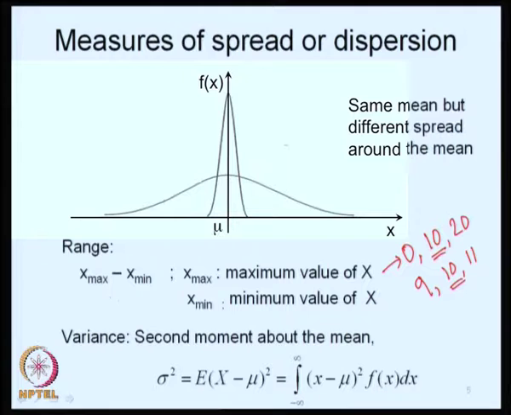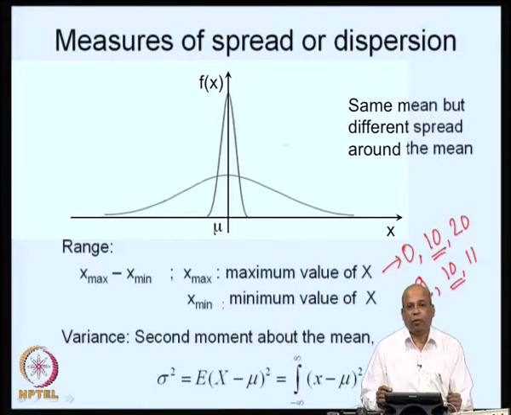The most obvious measure is the range, which is simply given by the difference between the maximum value and the minimum value. So, it indicates actually how far the values are spread, not necessarily around the mean in this case. X max minus x min will give you the range of values that you may expect.